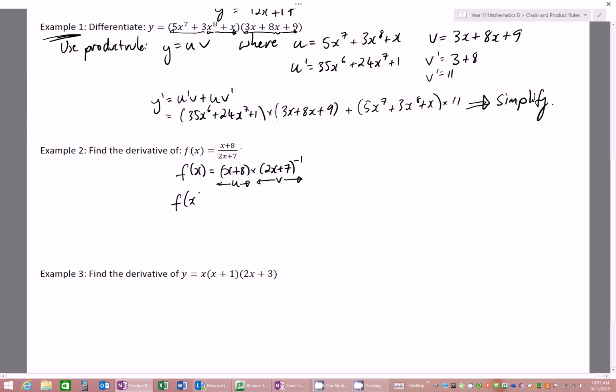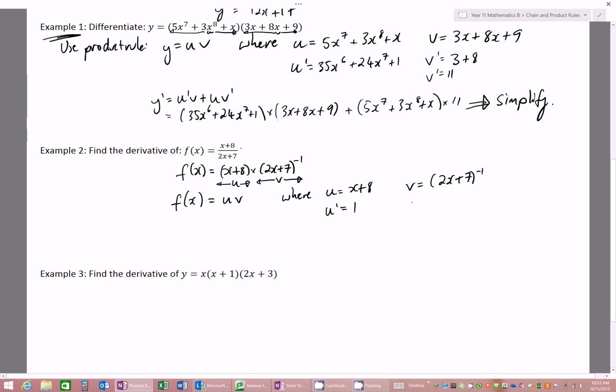I can use the f of x notation, that's all good. I've still got u times v, where u equals x plus 8 and v equals this whole thing, 2x plus 7 to the power minus 1. I'll differentiate both of these in turn. U dash equals 1, and over here, that looks like a chain rule. So I might need to use some different letters.